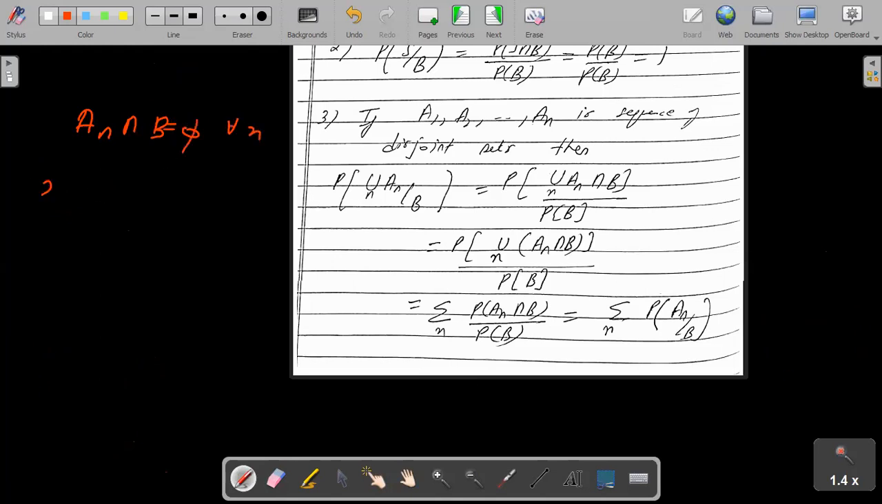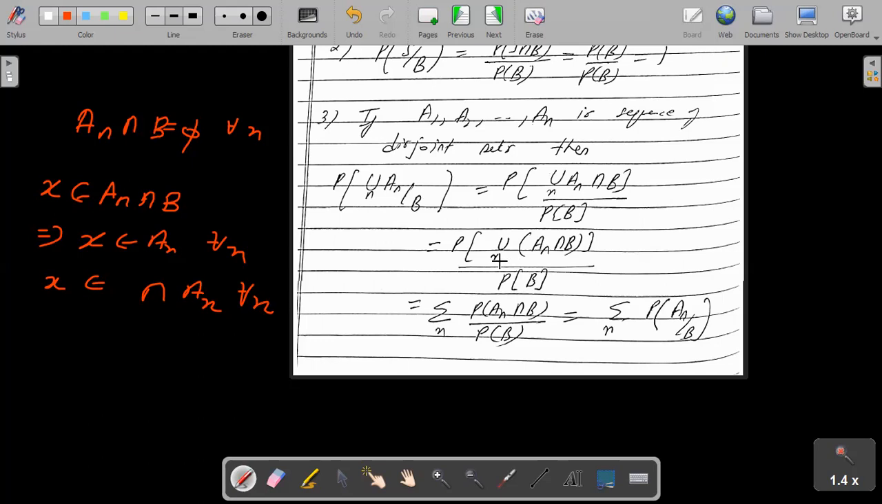So you see, if some X belongs to the intersection of A_n ∩ B, then what will happen? X will belong to A_n for all n. So obviously X will belong to their intersection also. But we are given that they are disjoint. I mean, all these sets are pairwise disjoint, right? So what does this mean? This intersection cannot have anything in common.